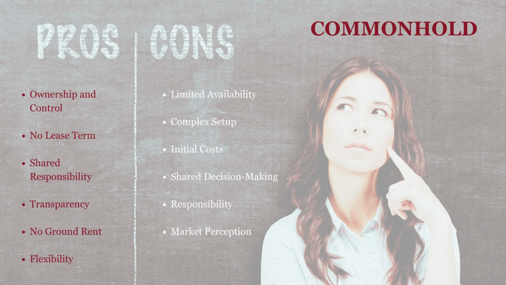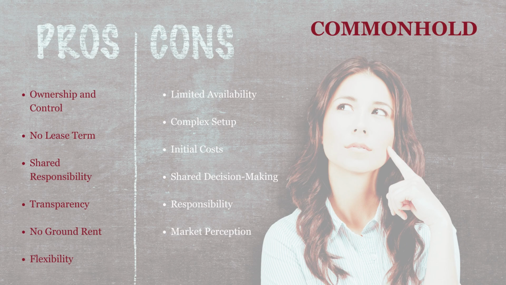Unlike leasehold, commonhold properties have no lease terms. Owners have a perpetual stake in the property. Shared responsibility. Maintenance and management of common areas are shared among all commonhold property owners, reducing individual maintenance burdens. Transparency. Commonhold properties typically have a transparent and democratic management structure, with decisions made by the owners themselves. No ground rent. Owners are not required to pay ground rent, as is often the case with leaseholds.